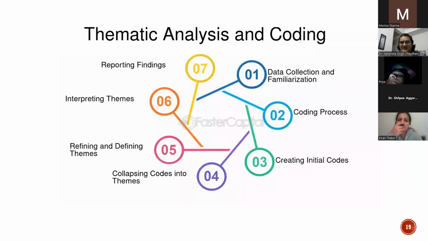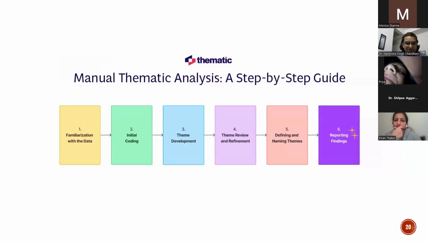And this is how it happens. So data familiarization, collection, familiarization, coding process, creating initial codes, collapsing codes into themes, refining and defining themes, interpreting themes, and then reporting findings. So this is a simple process that we are largely following, especially when I am conducting, you can say, the thematic analysis and the coding process.